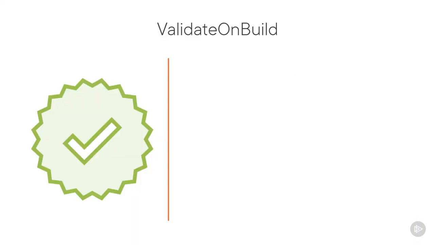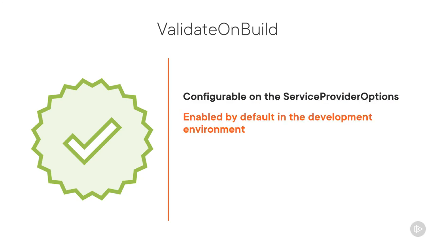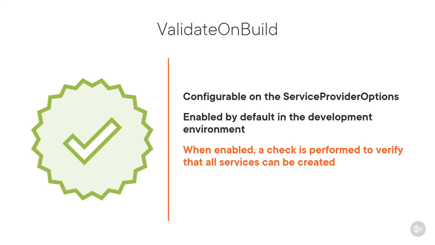The ValidateOnBuild property on the service provider options is enabled by default in the development environment. When this option is enabled, a check is performed during the BuildServiceProvider call, which verifies whether all registered services can be fully created, including any dependencies that they have. This occurs when the service collection builds the service provider, and that's triggered by our call to builder.Build, where the exception is eventually surfaced.